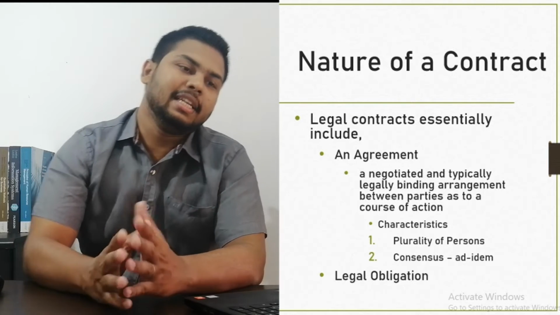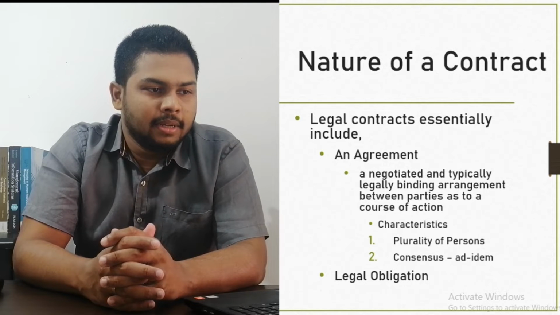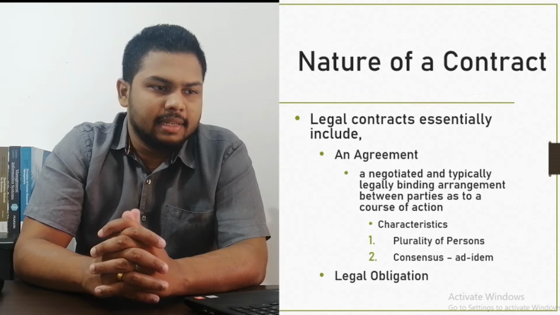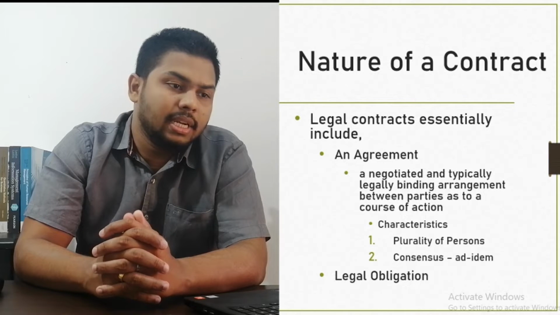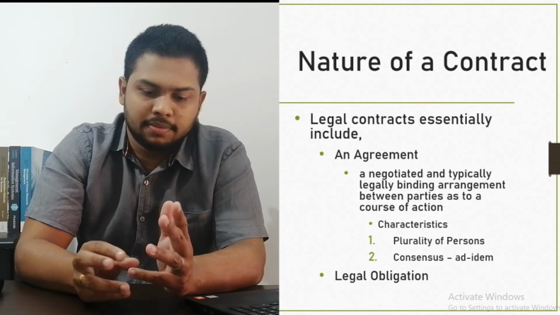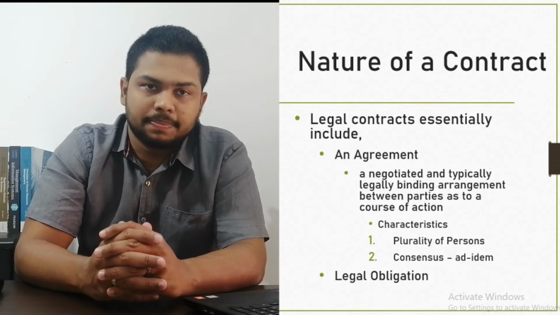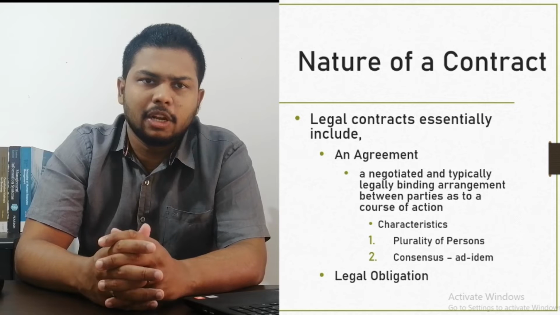So we'll move to the nature of the contract. When it comes to the nature of contracts, we can see that legal contracts essentially include two things. First one is an agreement. Second one is the legal obligation. Of course, we discussed the legal obligations.